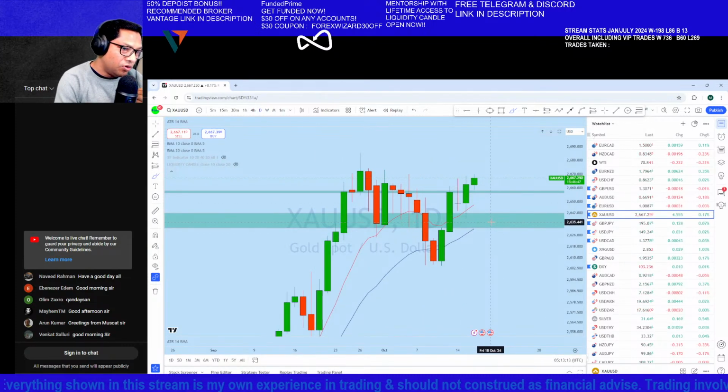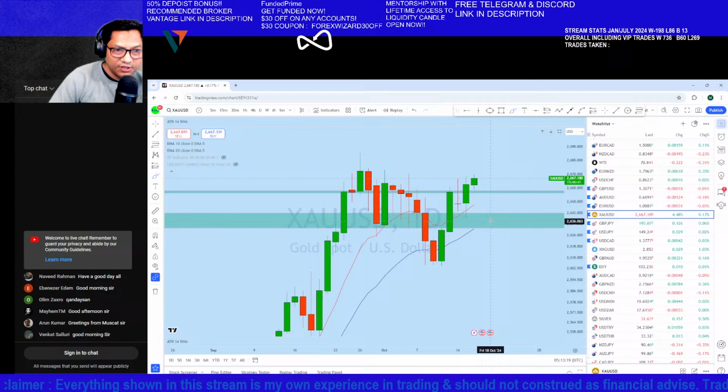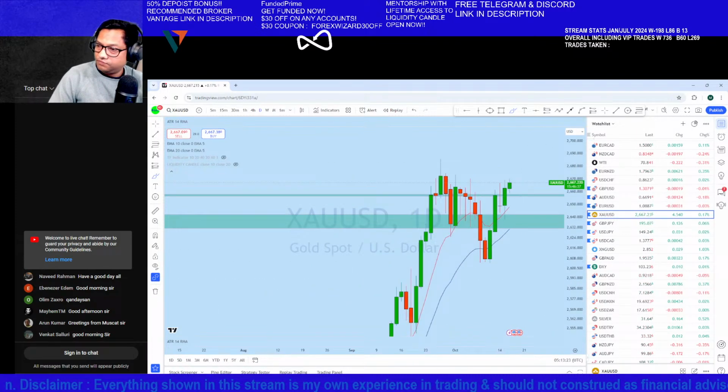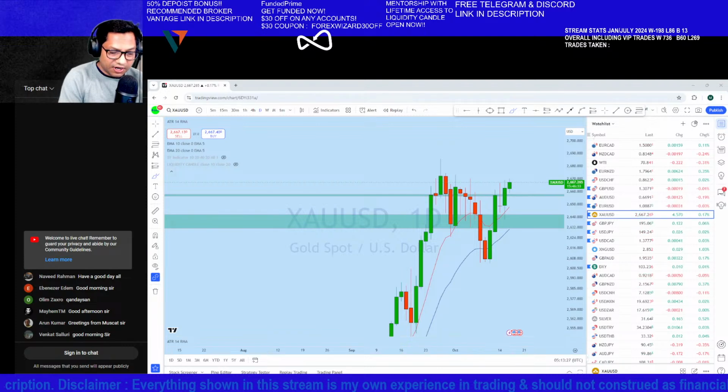But at the same time, if we look at the daily chart, the daily chart looks nice to me in terms of market structure. So what is market structure? Let's see that.